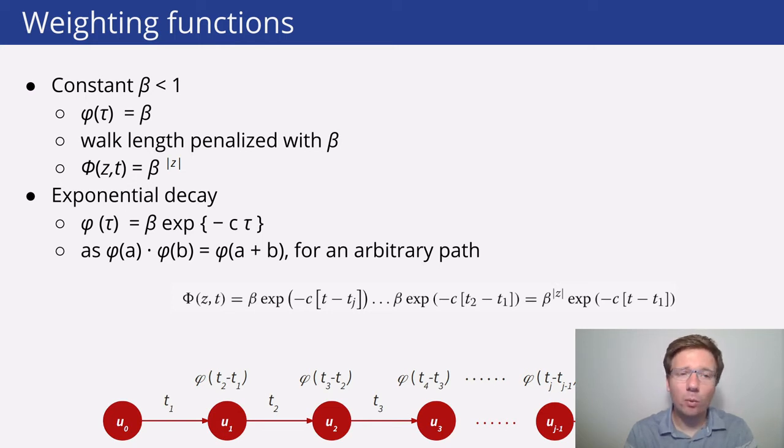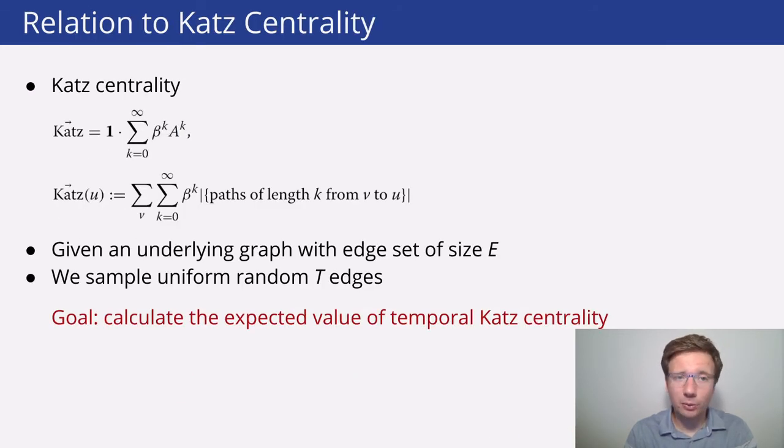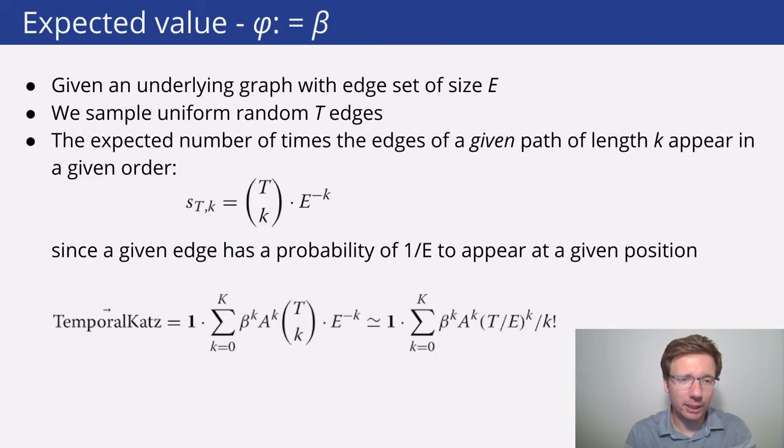Based on these two, we may ask, is there any connection between temporal cut centrality and cut centrality defined on static graphs? And well, the answer is yes. Given an underlying graph with an edge set of size E, we may sample uniform random T edges simulating a uniform stream from this graph, and over this graph we can calculate the expected value of temporal cut centrality and compare that to the actual definition of static cut centrality. Depending on the different weighting schemes we use, we will end up with different results, obviously.